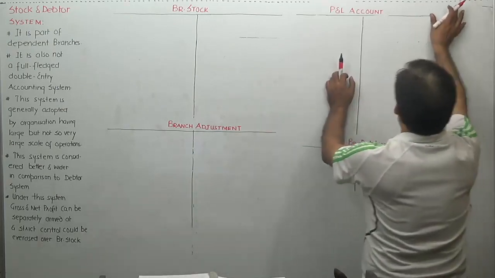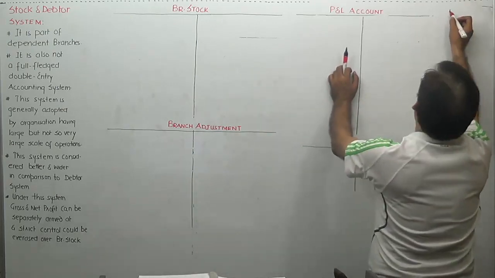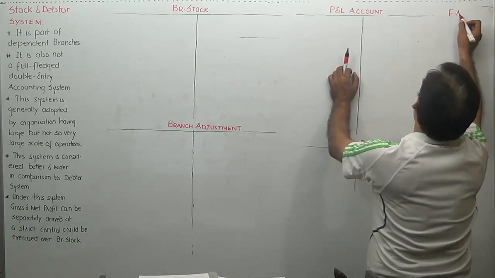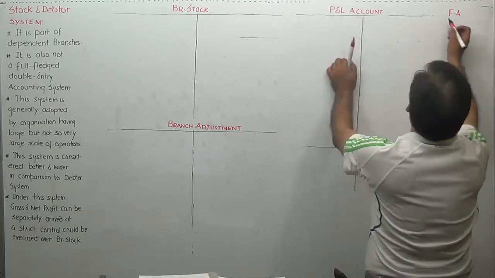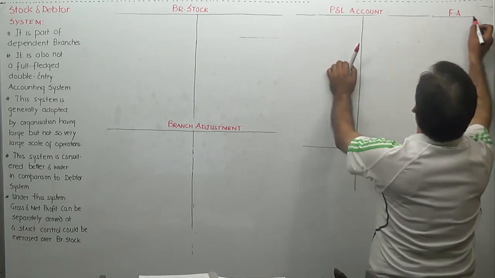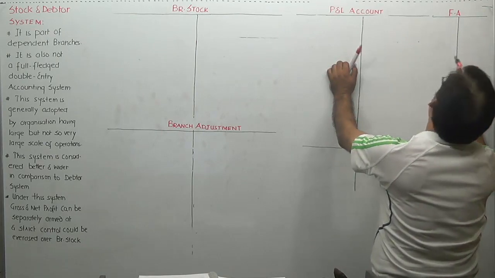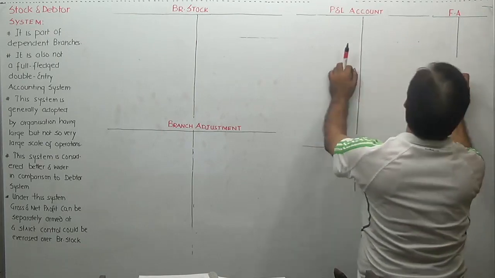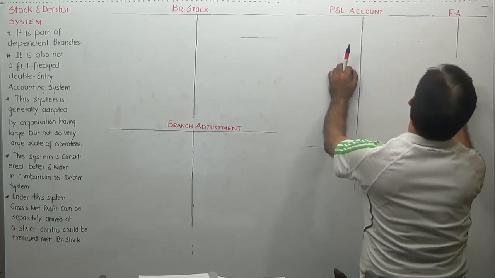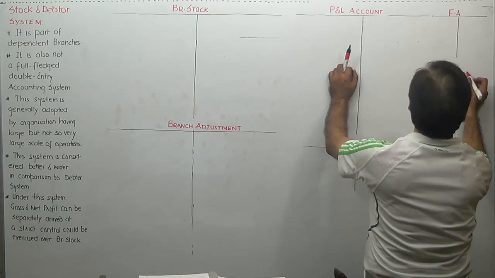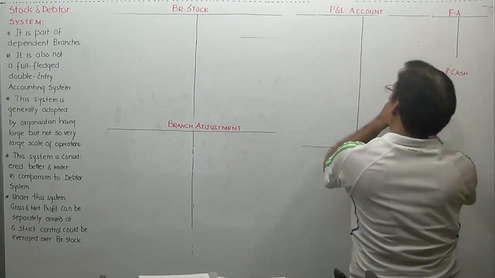Besides, if there will be any fixed asset, then you will prepare fixed asset accounts separately. Fixed asset account. Similarly, you may have to prepare petty cash account also, depending upon the question.